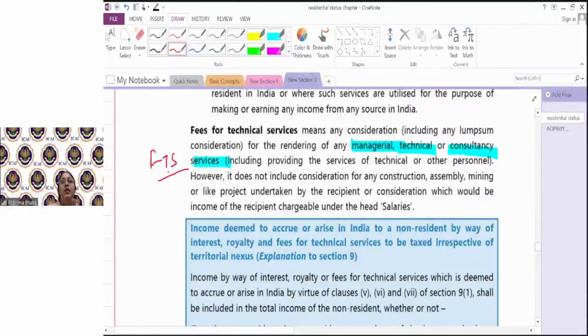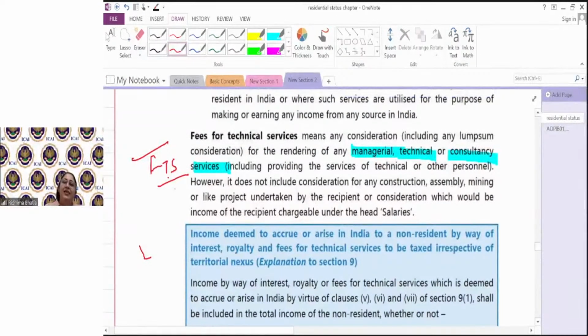But obviously, it would not cover salaries income. So if I am paying you something and that is covered under salaries, then it is not fee for technical services, even if it is for some technical or managerial work. But if I am paying you any fee or any consideration which is for some consultancy and you are not my employee, then it would come under FTS, fee for technical services.